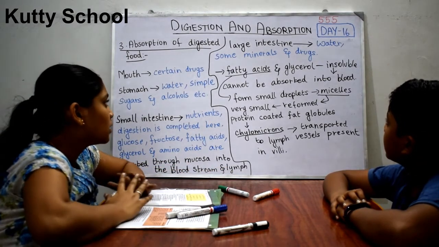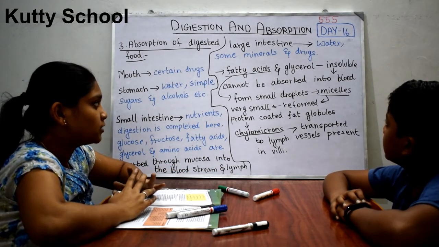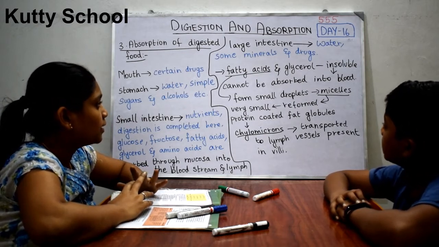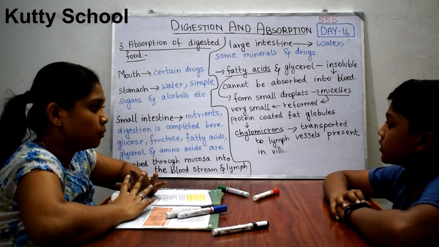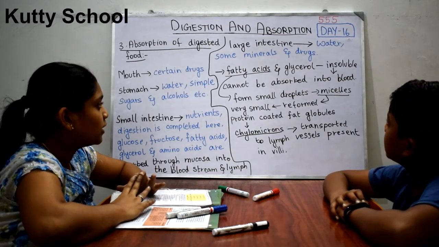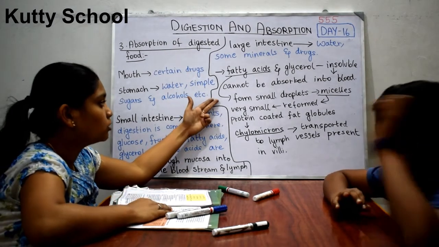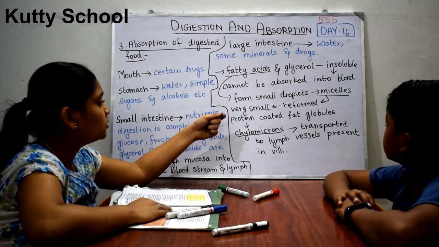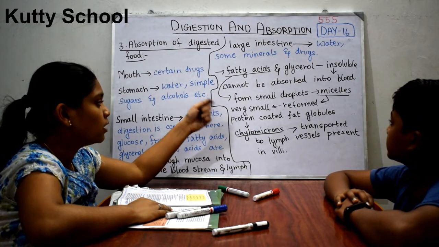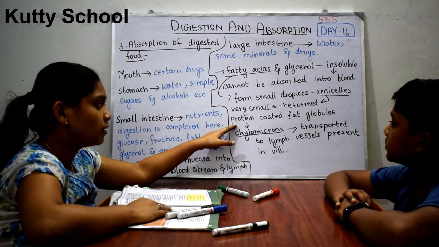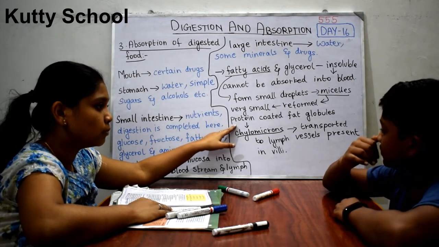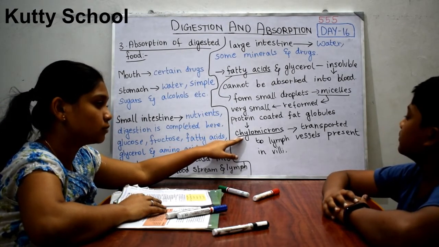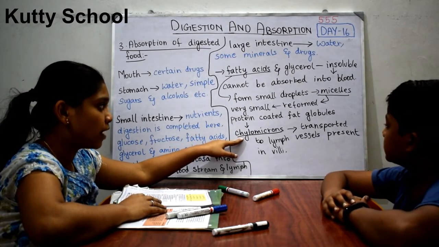Okay. So here, when coming to fatty acids and glycerol, these are insoluble in water and cannot be absorbed directly into blood by mucosa. So these fatty acids need to form small droplets known as micelles. These micelles again reform into very small protein-coated fat globules. Protein is water soluble, so when it is coated with protein, it is soluble. These are called chylomicrons, protein-coated fat globules.